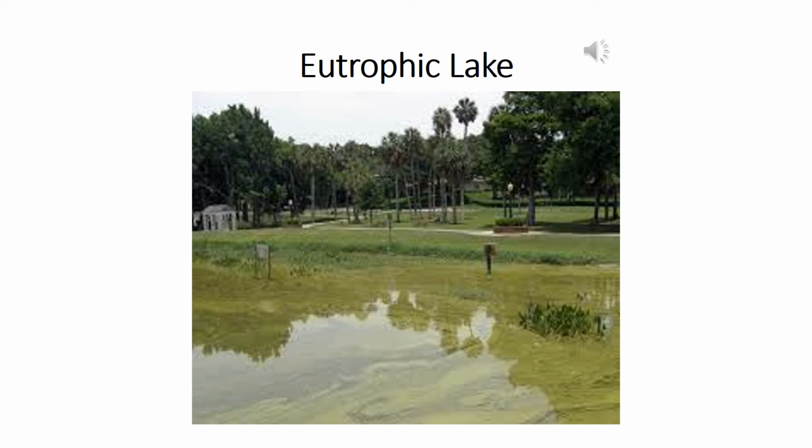A eutrophic lake has high amounts of algae within it. The problem with the eutrophic lake is that when some of the algae dies, it takes up all the oxygen, so the fish and other things cannot live within there.